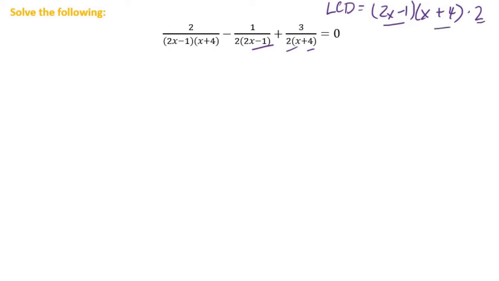So to tidy that up a little bit, I would write this as 2 times 2x minus 1 times x plus 4. And now, of course, we'll multiply both sides by 2, by 2x minus 1, and by x plus 4.